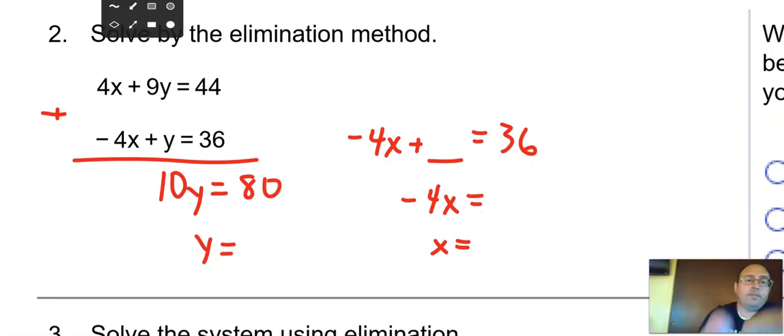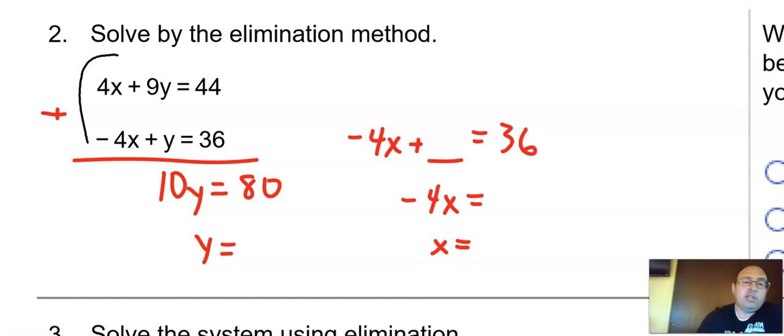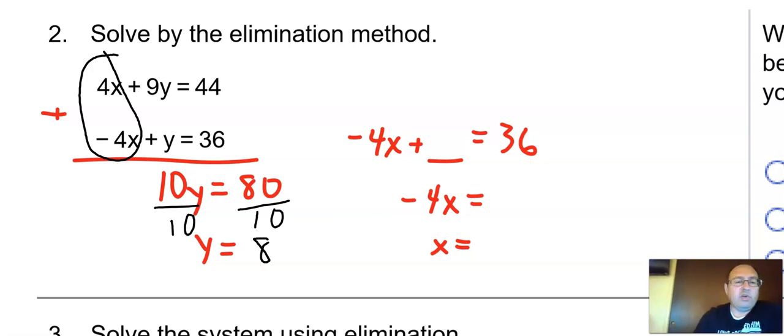Question 2. Solved by the elimination method. Okay, you notice the really nice thing going on right there. So you can immediately add, getting you 10x equals 80. Dividing by 10 on both sides tells me that x is 8. Pick your favorite equation. It really doesn't matter. I picked the bottom one, but you can do anything you want there.